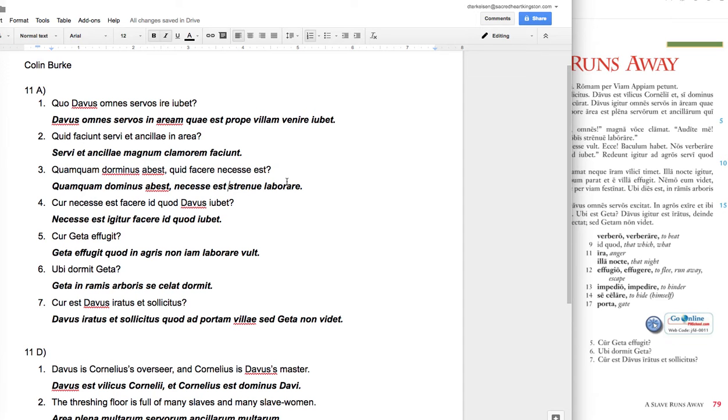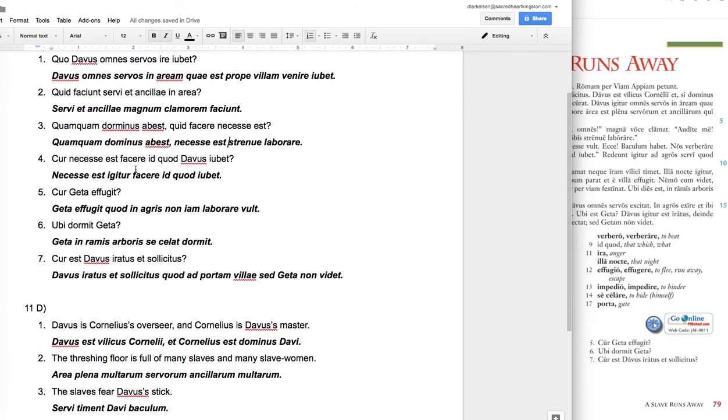That requires dative case. So we haven't gotten there yet. Number four, cur necesse est facere id quod Davus iubet. Why is it necessary to do that which Davus orders? And the answer is, it is necessary, therefore, to do that which he orders. Now, Colin has sort of missed the cur here. Cur is why, and for every why, you need, I'm going to take igitur out again because we don't need it, therefore. For every cur, you need a quod.